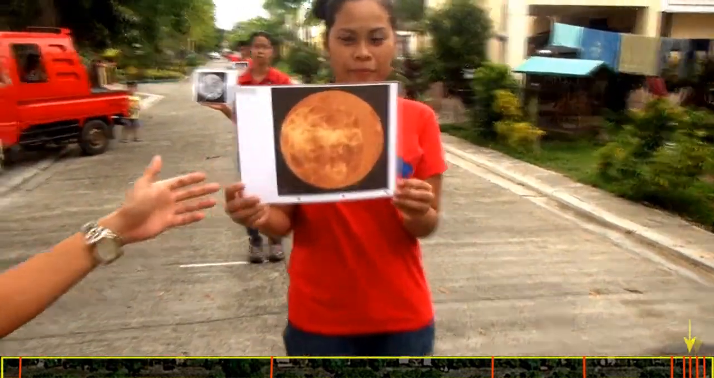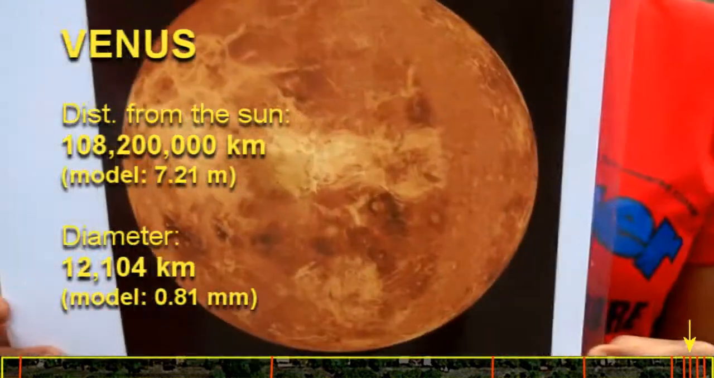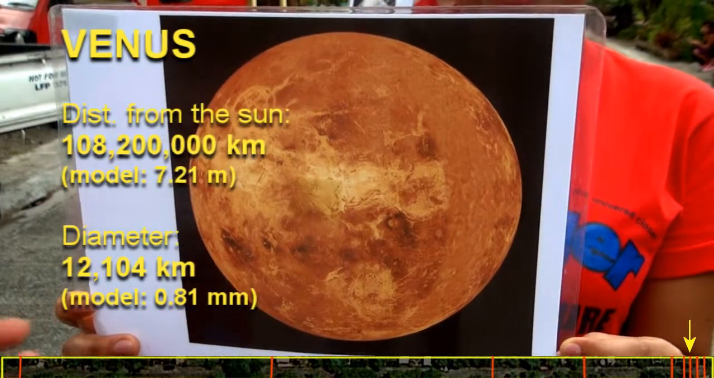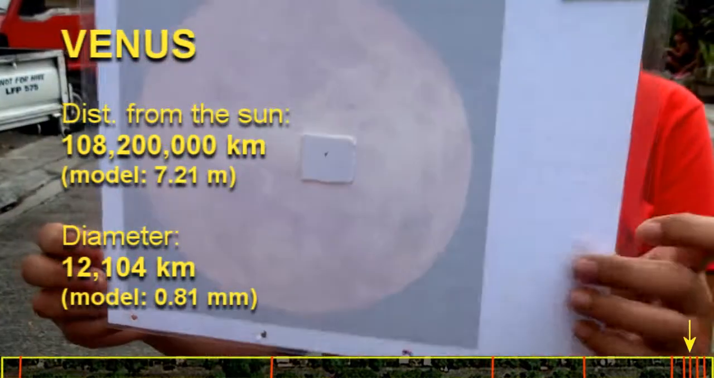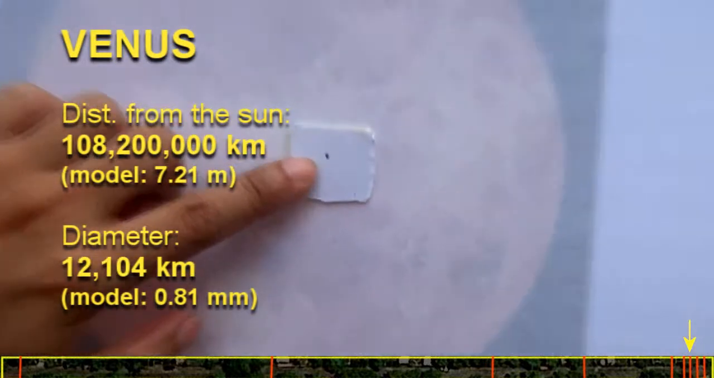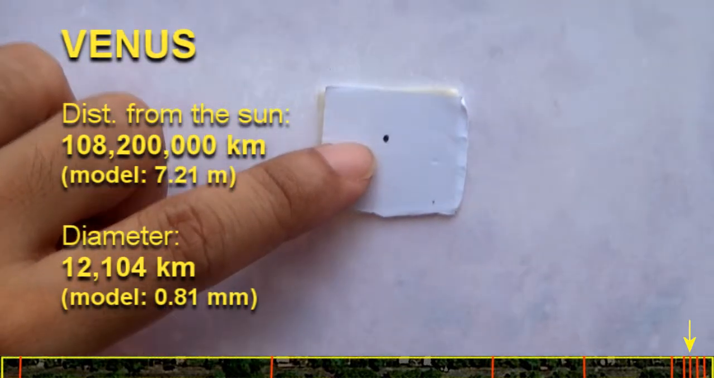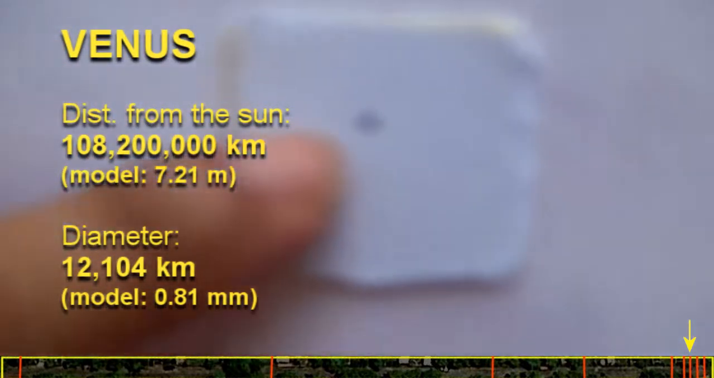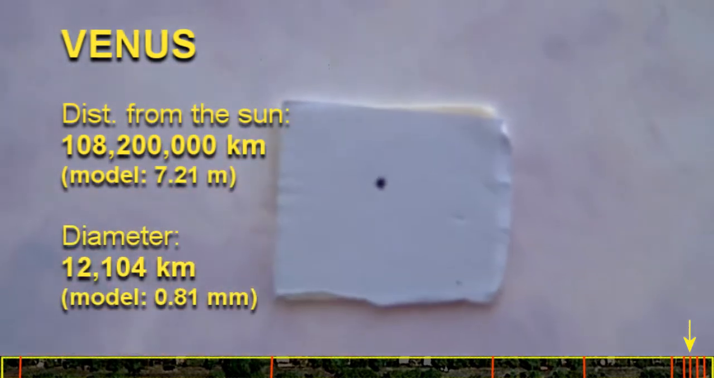And here we have the planet Venus. This picture of Venus was taken by the Magellan spacecraft, that's why you don't see Venus's clouds. This is the actual size of Venus at this scale. Just like Mercury, it's just a grain of sand. So that was Venus, and let's head on to the next planet.